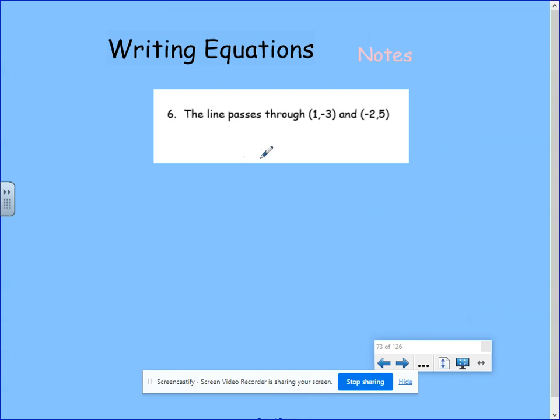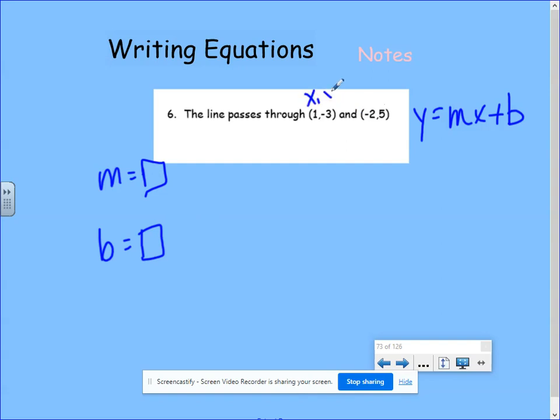Number 6, the line passes through the points (1, -3) and (-2, 5). So to win the game, we need to write y equals mx plus b. So we need to know the value of m, and we need to know the value of b. We're given 2 points. So we're given an x1 and a y1 and an x2 and a y2. Well, we just so happen to know that we can find the slope by doing y sub 2 minus y sub 1 over x sub 2 minus x sub 1.